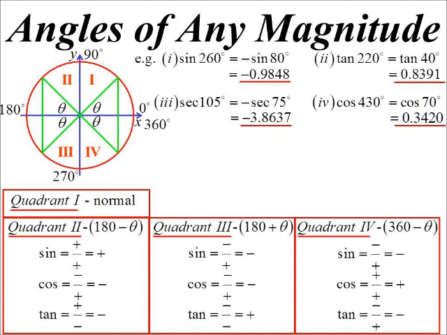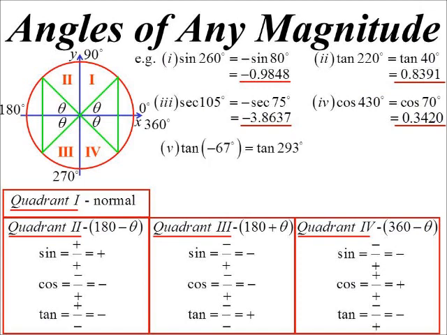You don't have to stop at 360. That's the thing about a circle. It keeps going round and round. So basically you keep taking off 360 until you get to a number in between 0 and 360, and then get it back to its acute angle. In this case I only have to subtract the 360. I get 70. 70 is acute, so that would be 0.3420.